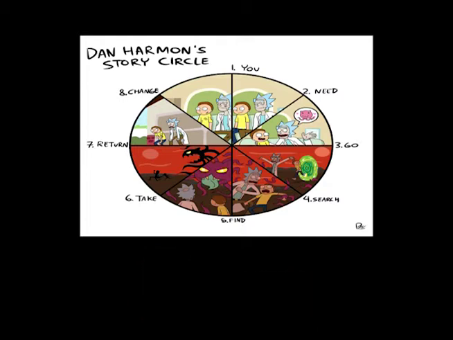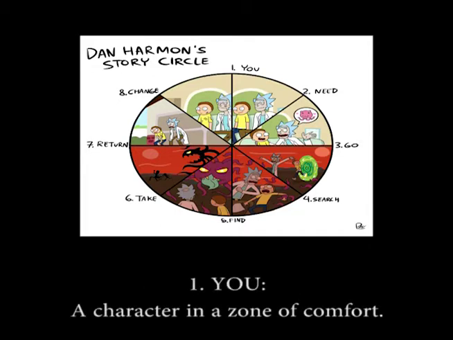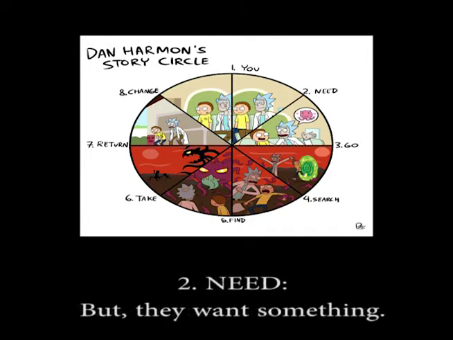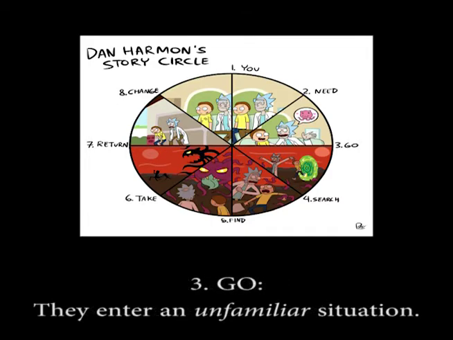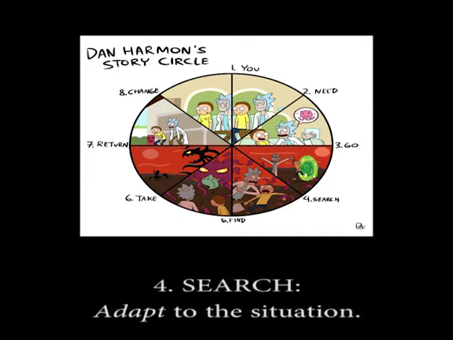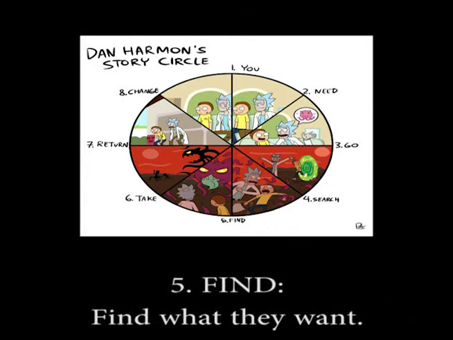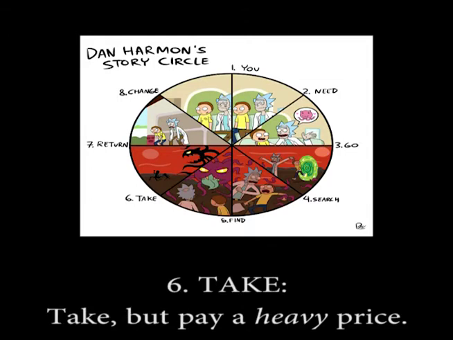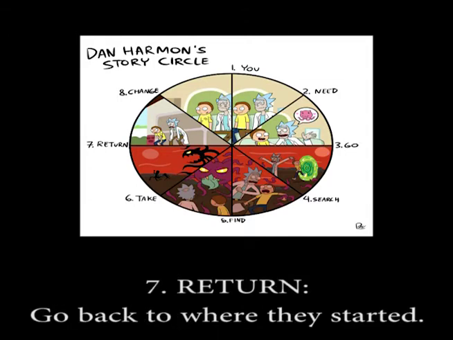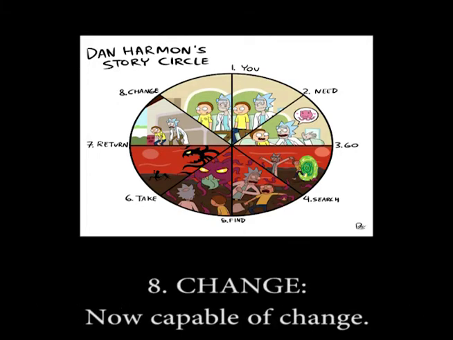So there are 8 steps in Dan Harmon's story circle. I'll just read you out the whole sentence. So the whole simplified version is: you need, go, search, find, take, return, and change. And a little bit detailed, it is character is in a zone of comfort, but then they want something, so they enter in an unfamiliar situation. They adapt to the unfamiliar situation and get what they want, but they pay a heavy price for it. Then they return to their familiar situation, having changed.